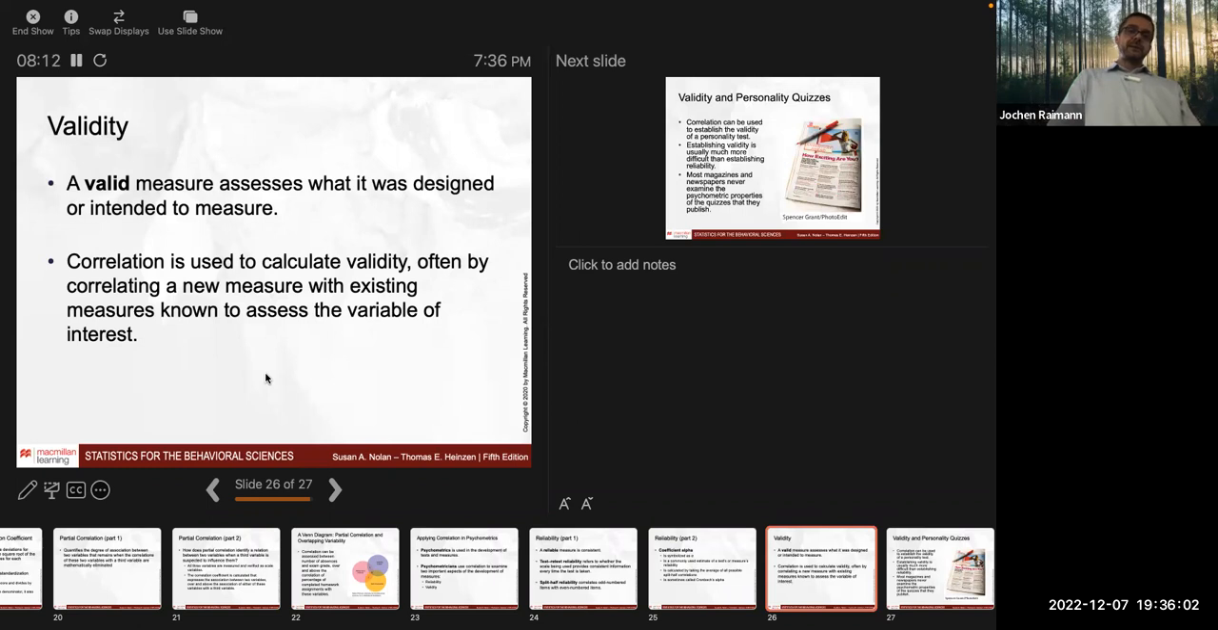A valid measure is something that measures what it was indeed designed to measure. So let's say you have a survey that gives you an idea about the patient's health, and you try to find out the individual's perception of his own health. Like if the question is, how healthy do I feel? Which are surveys that exist.